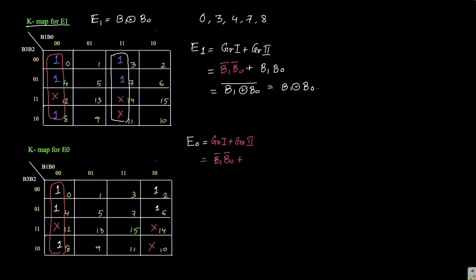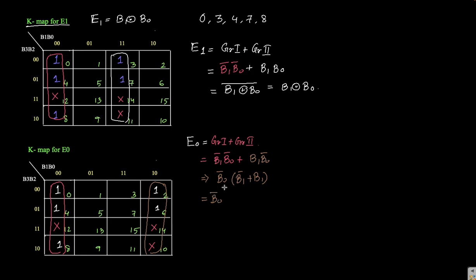If you consider the second group, that is this group, then again the vertical column is unchanged. It becomes B1 and B0 bar, because B0 bar is 0 to 0 and B1 is 0 to 1. If we consider B0 bar common, then it becomes B1 bar plus B1, so it becomes B0 bar.